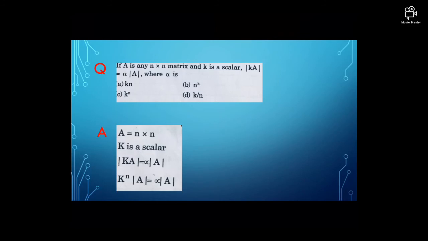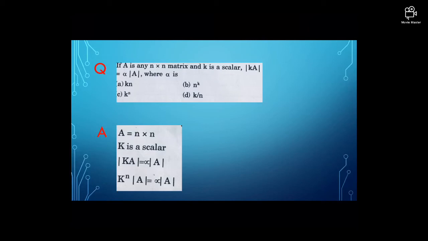Next is another 1 mark question which was asked in the earlier question papers. If A is any n by n matrix and K is a scalar, determinant of KA is equal to alpha into determinant A, where alpha is equal to what? These are all questions which belong to the properties of matrices. So as I said earlier, if you are thorough with the theorems and the basic properties of matrices, you can score these 1 mark questions very easily.